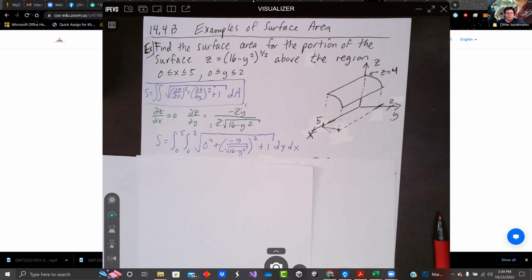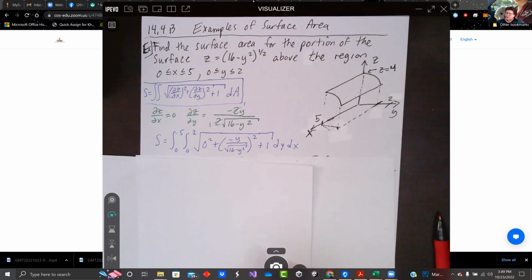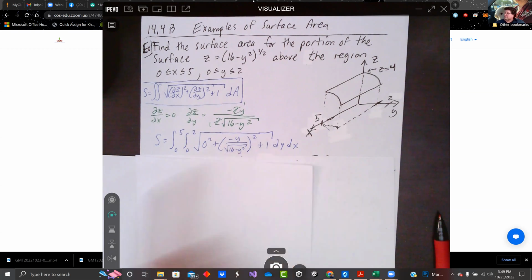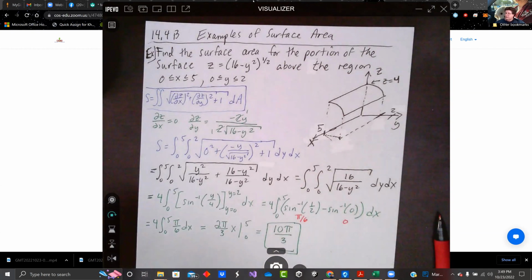So we set up our integral 0 to 5 and 0 to 2 for x and y. Then dz dx squared is 0 squared, dz dy squared is -y divided by the square root of 16 minus y squared. We're going to square that. We got the +1, we got dy dx. We go ahead and we integrate it.